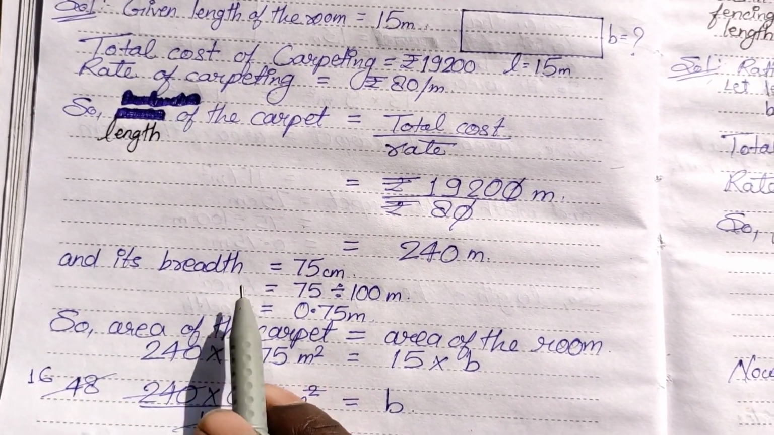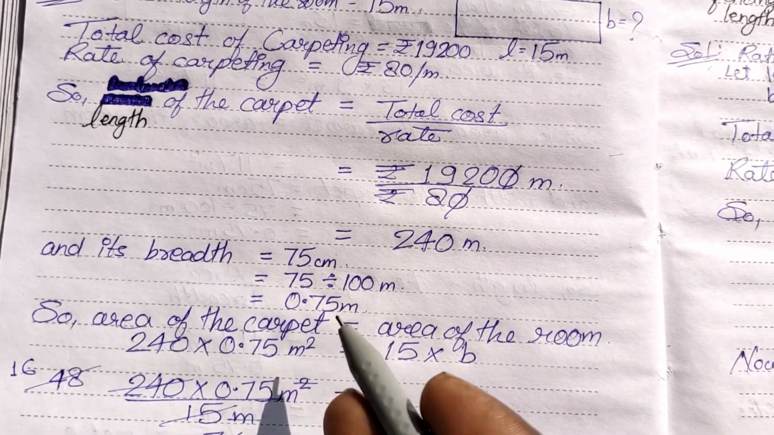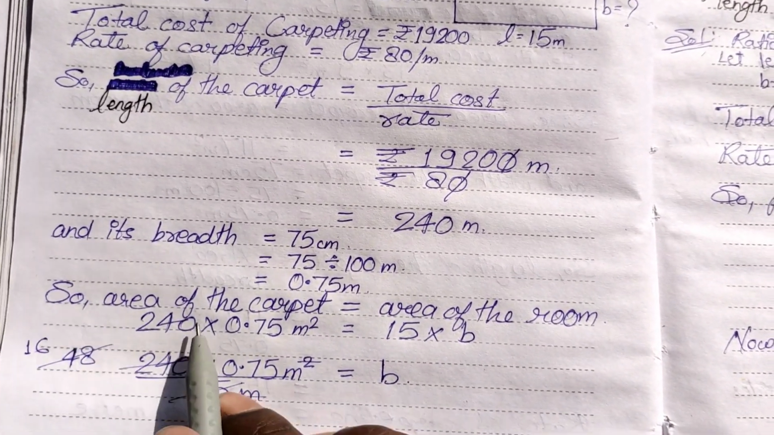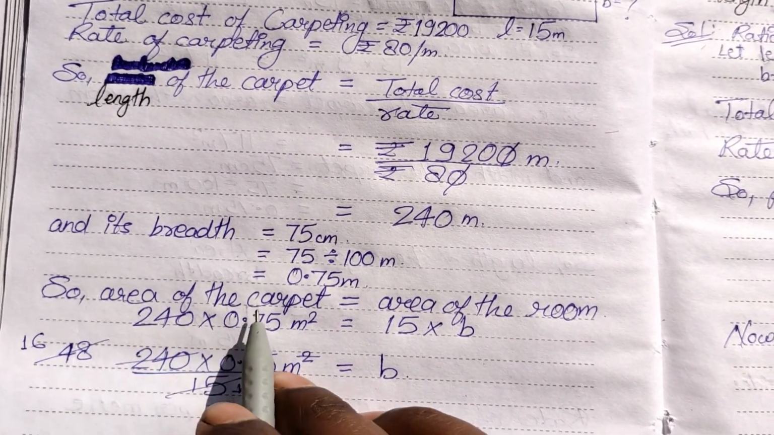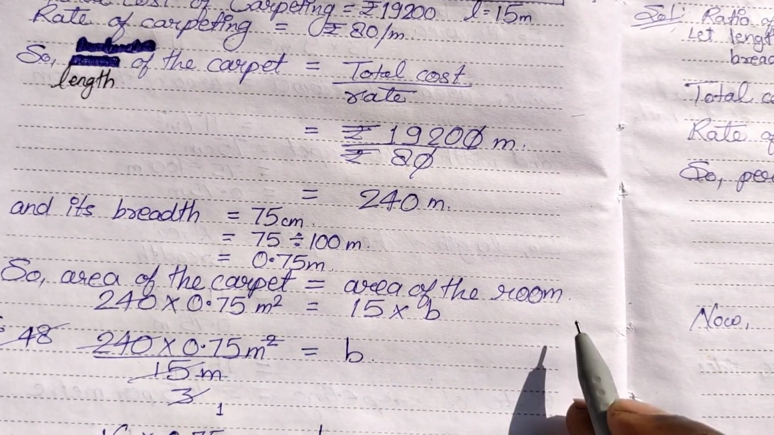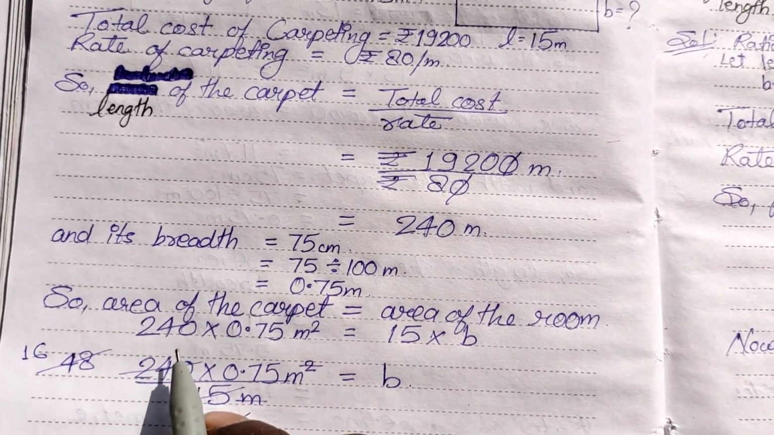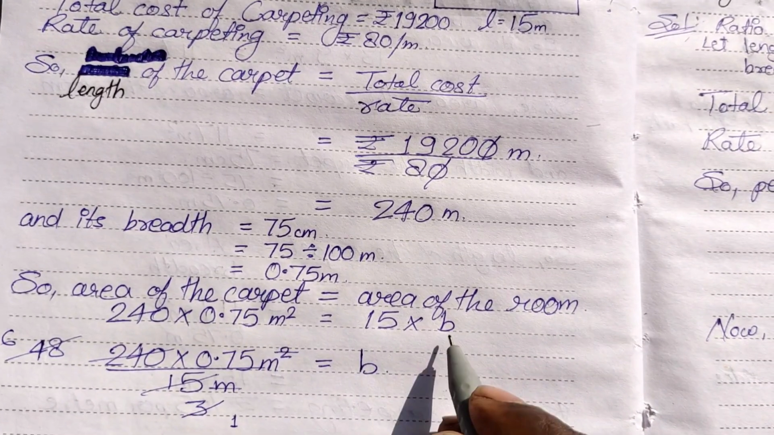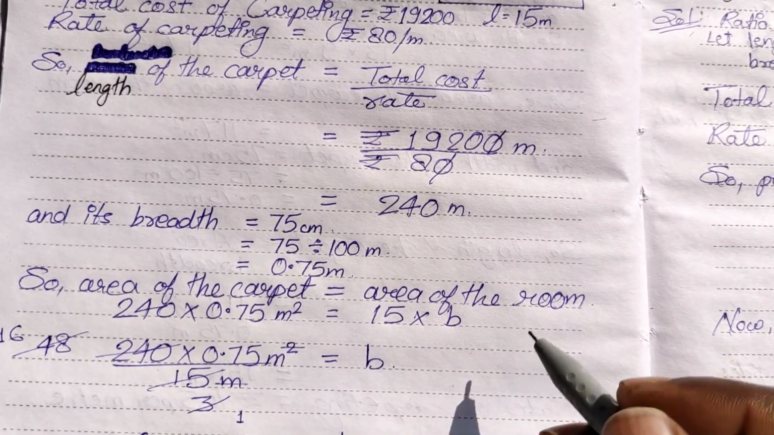Now its breadth. Given breadth is 75 centimeters. So convert it into meter. We have 0.75 meter. So area of the carpet, we already know, is equal to the area of the room. Area of the carpet is length into breadth. Area of the room is length into breadth. Here we don't know the breadth, so let breadth be B.